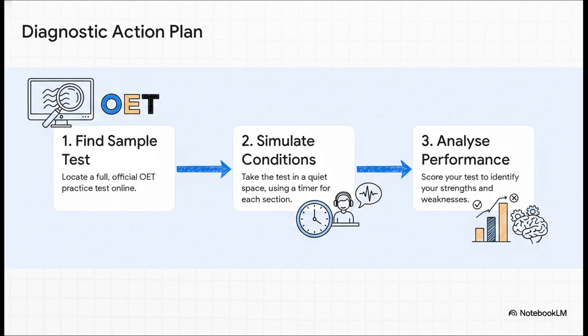And here's your plan. It's a simple 3-step process. First, go find an official sample test. Second, and this is key, you have to simulate real test conditions. That means a quiet room, no distractions, and a timer for each section. And finally, be honest when you score yourself. This is going to show you exactly where you're strong and, more importantly, where you need to focus your energy.